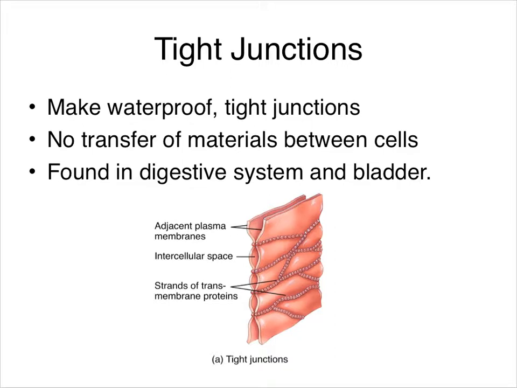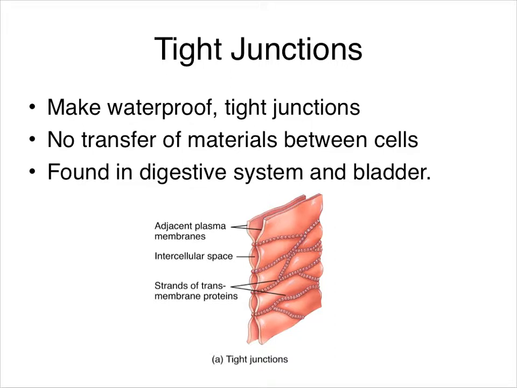And they make a waterproof seal, right? So things can't get through here. Things will try to get in between the cells and they'll bounce away. And even things that are as small as water will have a very difficult time getting in between these cells. However, there's no exchange of materials between the two neighboring cells. They're just welded together. They don't get to actually share anything among themselves.